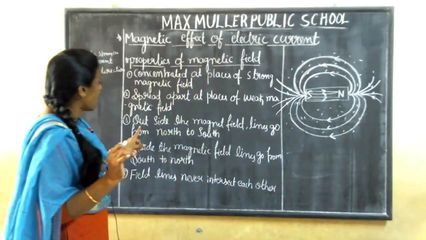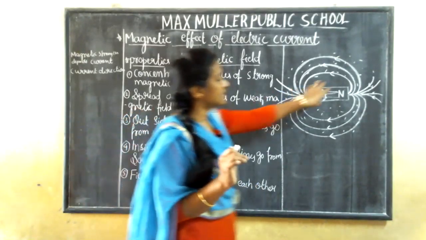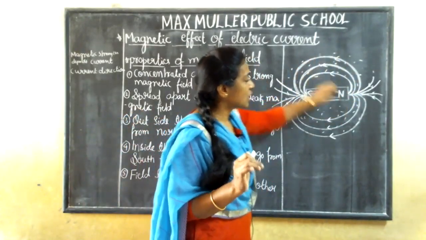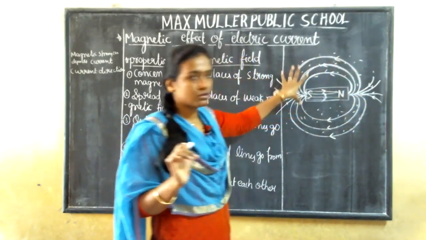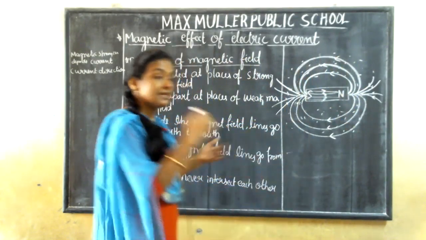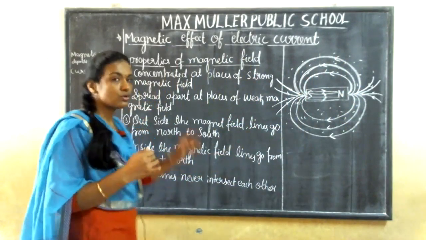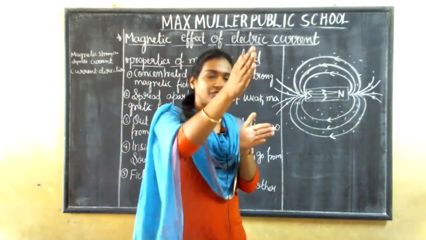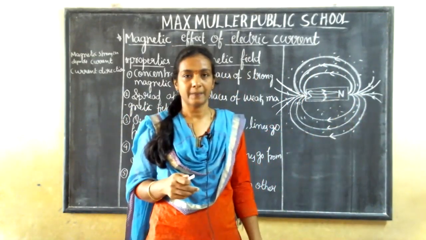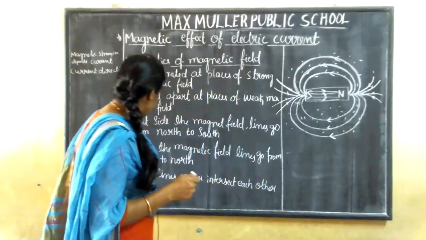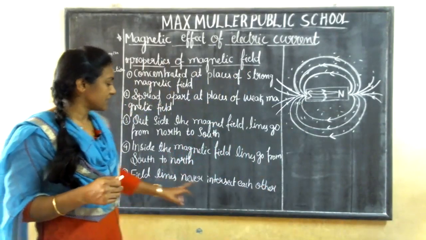Okay, next one, outside the magnet, field lines go from north to south. This is the magnet, they are going outside. So outside the magnet, magnetic lines are going from north to south. Inside the magnet, lines go from south to north. Understood? So the last one is here: field lines never intersect each other.